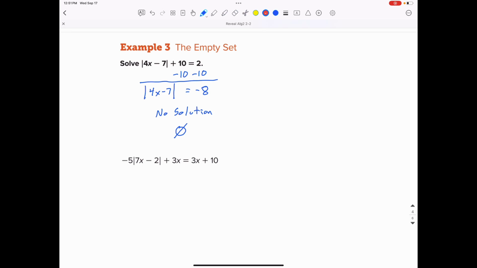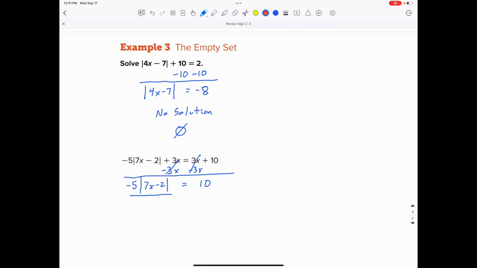Let's try the one directly below it. You can see it's -5 times the absolute value of 7x minus 2 plus 3x equals 3x plus 10. So let's start out by getting the absolute value by itself. And I think the best way to do that would be to subtract 3x from both sides. So that'll be -5 times the absolute value of 7x minus 2. 3x is actually cancel on both sides. That's awfully nice. So it equals 10.